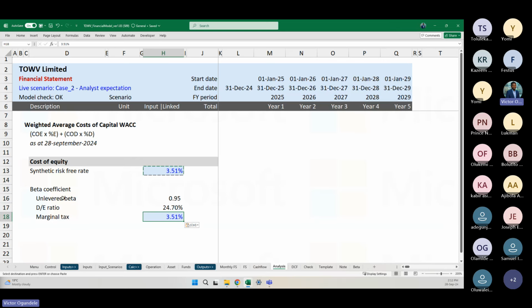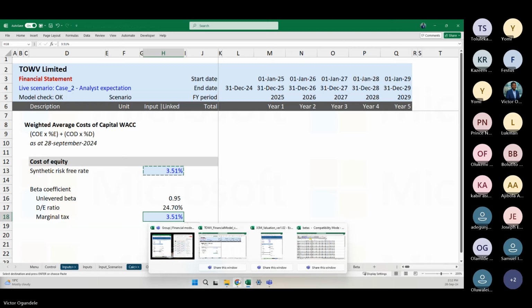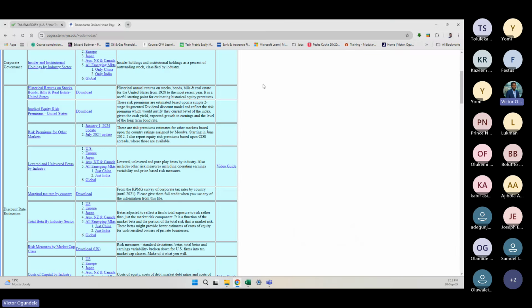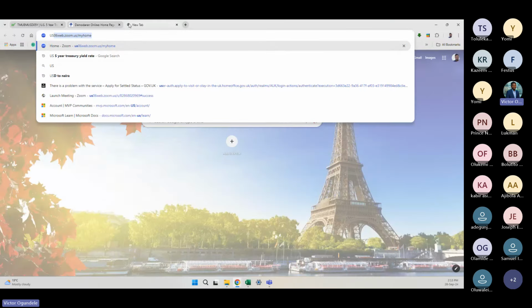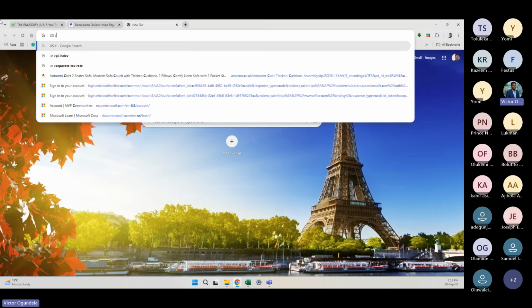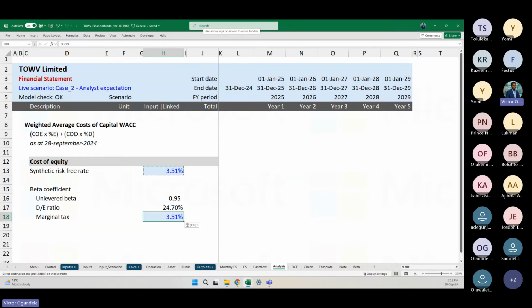Then what is the US rate? What is the US rate? US corporate rate. Okay, let me give us time to do that. So corporate rates. Anybody help us do the research and drop that for us?